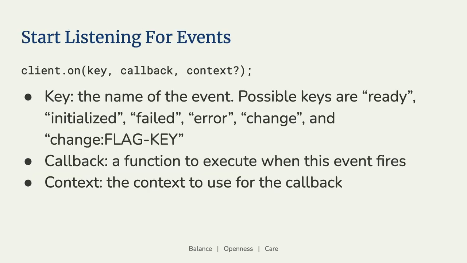And then you can start listening for events. Once you're initialized, you can use the on method on the client. This method takes two parameters with an optional variable. The commonly used events, in my experience, are ready and change. Ready fires once the client has finished starting up or initializing, and change happens anytime the client receives new flag data. So if you toggle something in the LaunchDarkly interface, there's a streaming connection that will trigger that change.